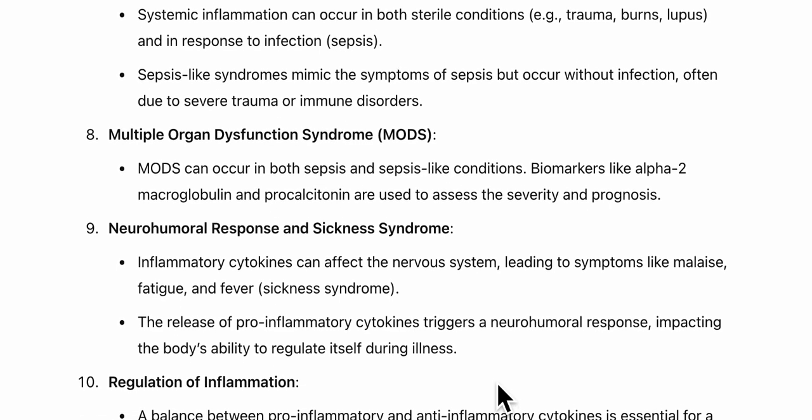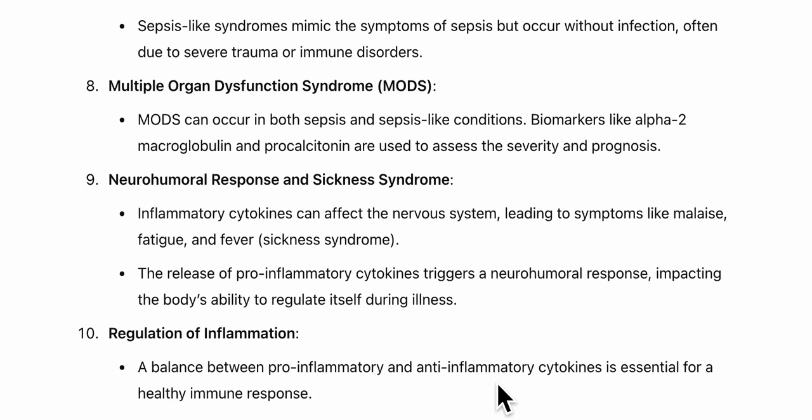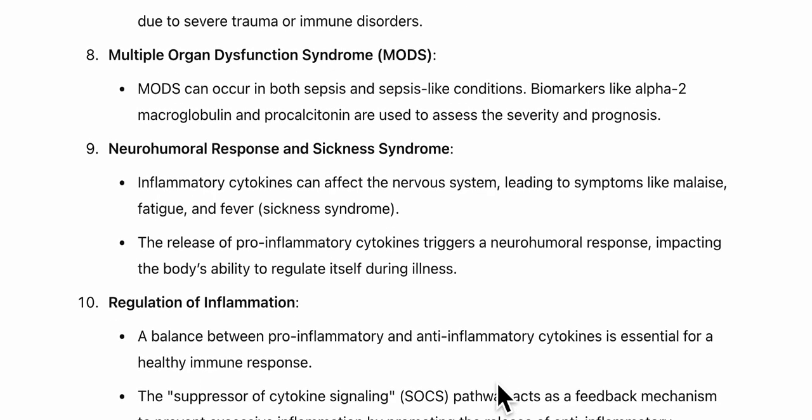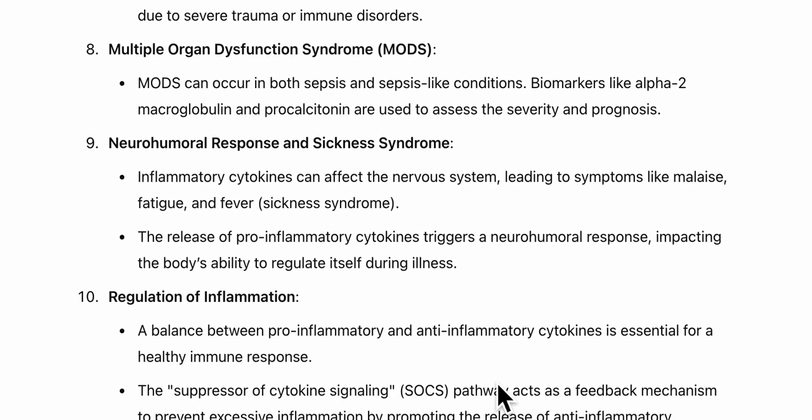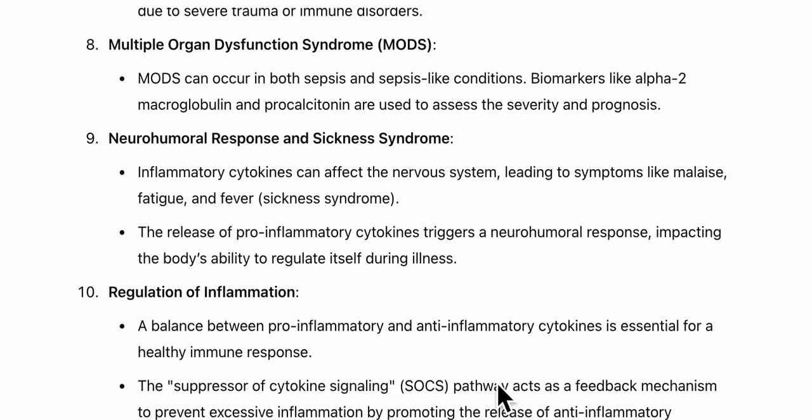9. Neurohumoral response and sickness syndrome. Inflammatory cytokines can affect the nervous system, leading to symptoms like malaise, fatigue, sickness syndrome. The release of pro-inflammatory cytokines triggers a neurohumoral response, impacting the body's ability to regulate itself during illness.